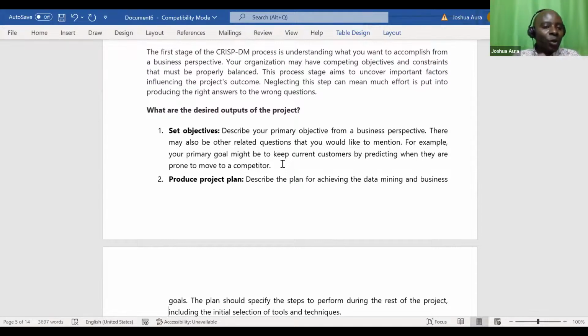So what do I need to do? I need to analyze data and realize what you may want to remain with me. Produce a project plan. It is at this stage of understanding the business that we shall be able to produce a project plan.